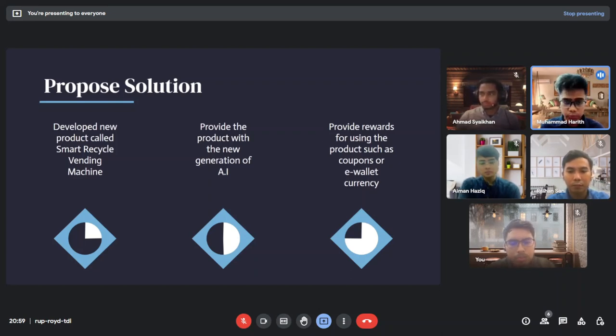And the second one is to provide the product with the new generation of AI. When the product is developed with the new generation of AI, consumers can store all the recycled items inside the machine, and the machine will calculate the item weight in exchange for servings such as coupon or e-wallet currency. And the third one is to provide reward for using the product such as coupon or e-wallet currency. So when the system recycles an item, for example, a bottle and a plastic bag, the system will reward the user or the consumer with e-wallet currency and coupons.